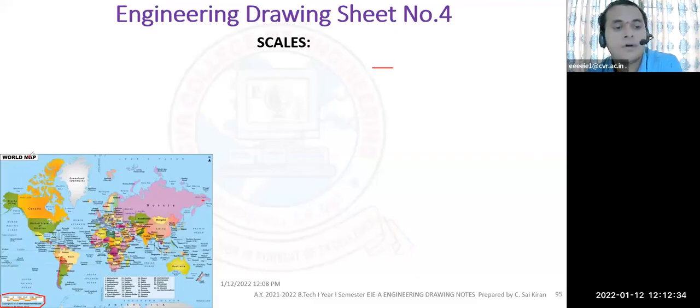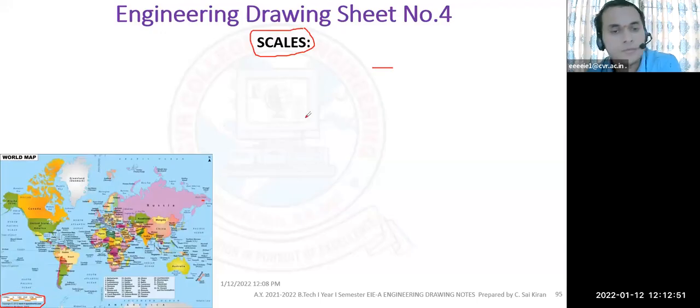Similarly, if I want to draw a world map, I have to use the concept of scale to reduce the dimensions. If I draw 1 mm on the world map, it represents 10,000 kilometers. That's the representation of scale here. This is the one they mentioned.